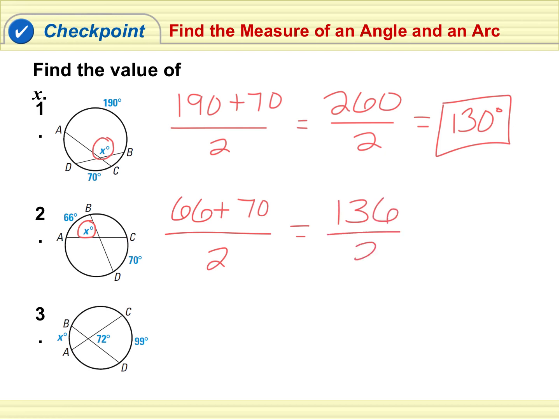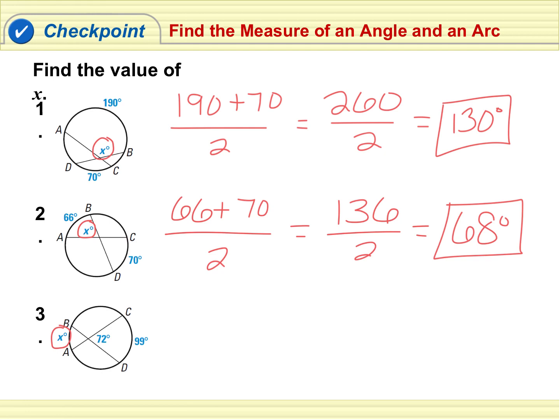136 divided by 2 is 68. Divided by 2 to get 68. Check. Does it make sense? Yes. Okay, number 3, what are we looking for? The arc or the angle? Looking for the arc.